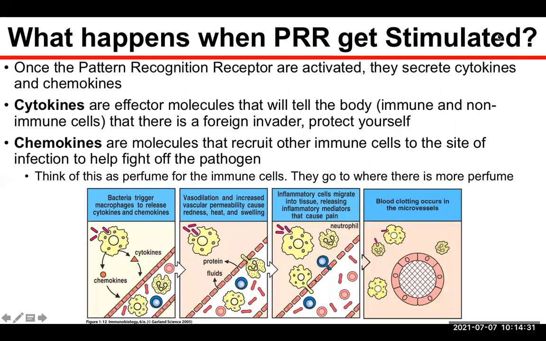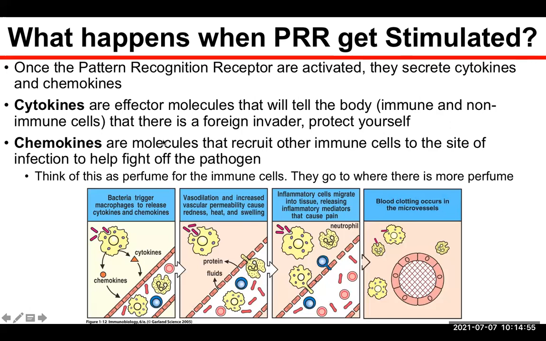So what ends up happening when these pattern recognition receptors actually get activated and stimulated? Well, once the innate immune cell gets stimulated through this receptor, it's going to end up doing two main things. It's going to end up secreting these molecules called cytokines and chemokines.